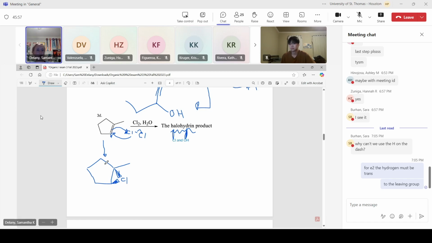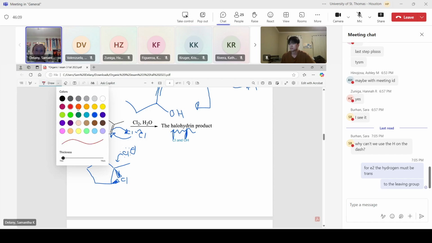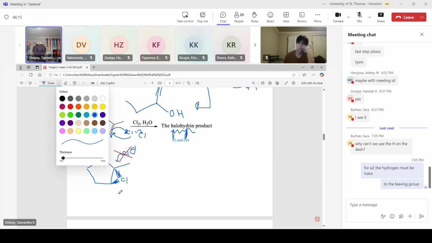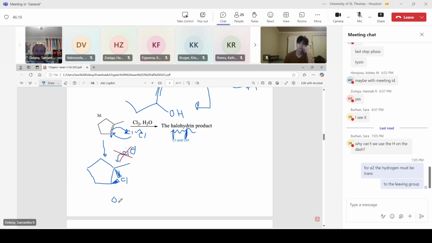I'm always going to say that wrong. We have multiple options. We could have the chlorine that we have left over come in and attack, but that would just give us a dichloro product. So that's not what we want to happen. Or we have water in solution, so we could have water come in and attack, and it's always going to attack the more substituted carbon. So it's going to attack the carbon up above. And that would give us a halohydrin product. So that's going to be the next step we're going to want to take, having water attack the more substituted carbon.